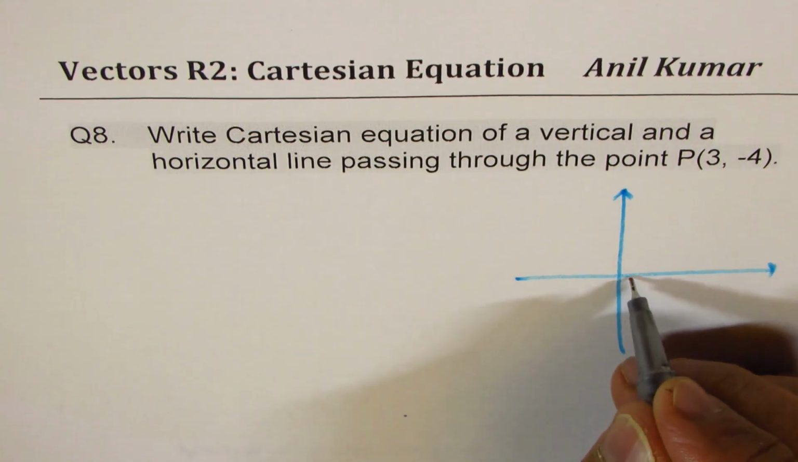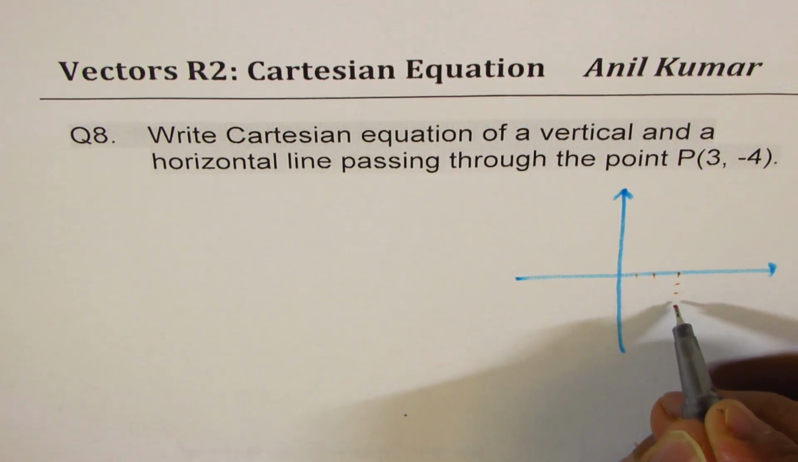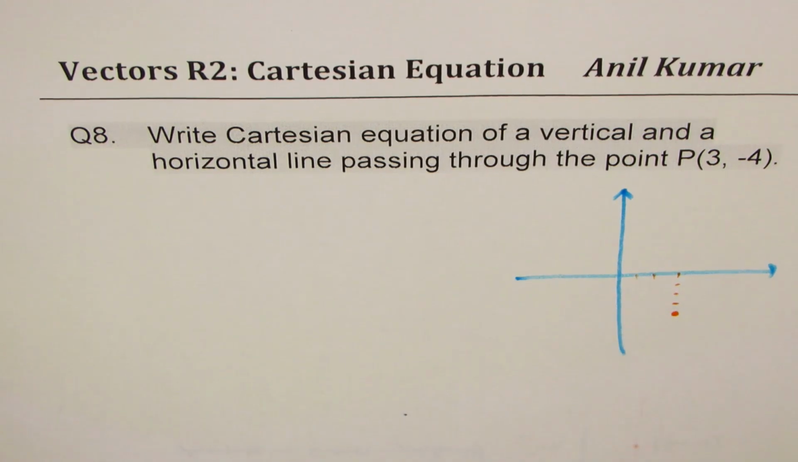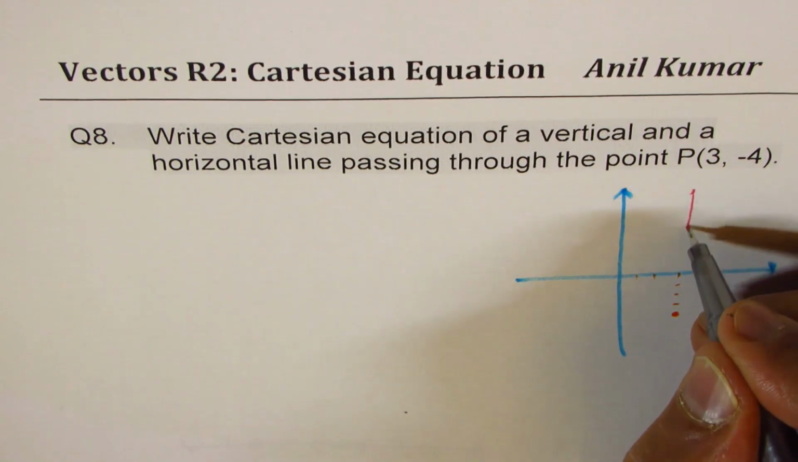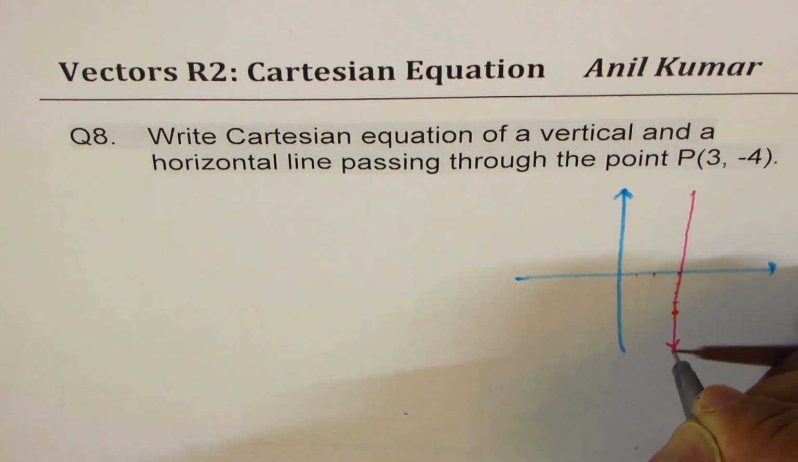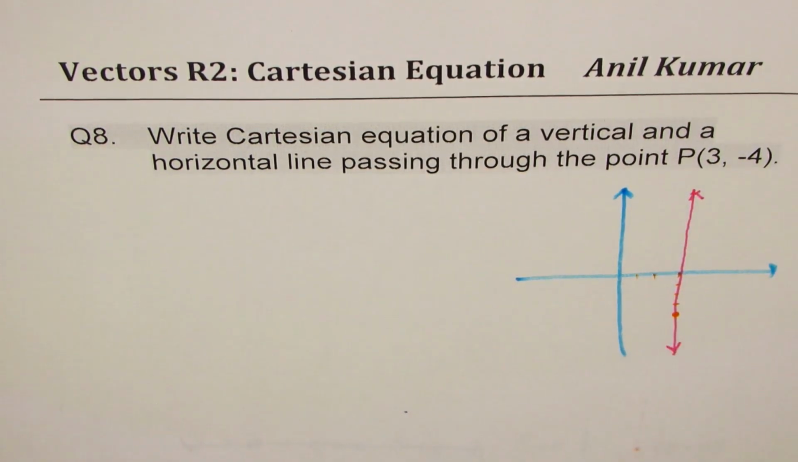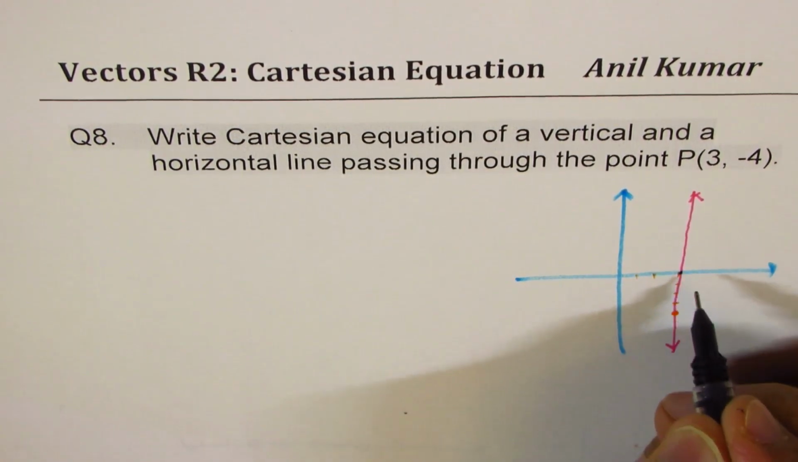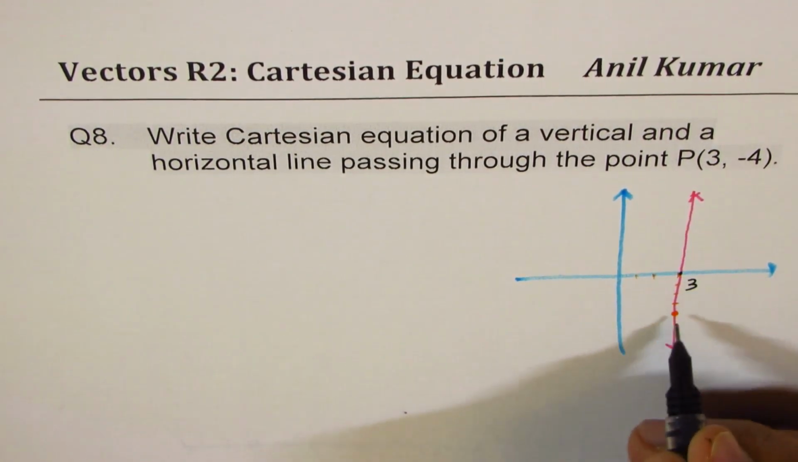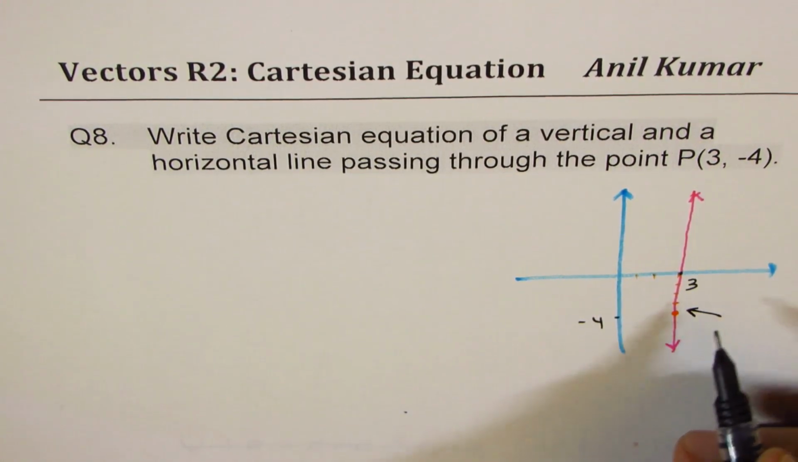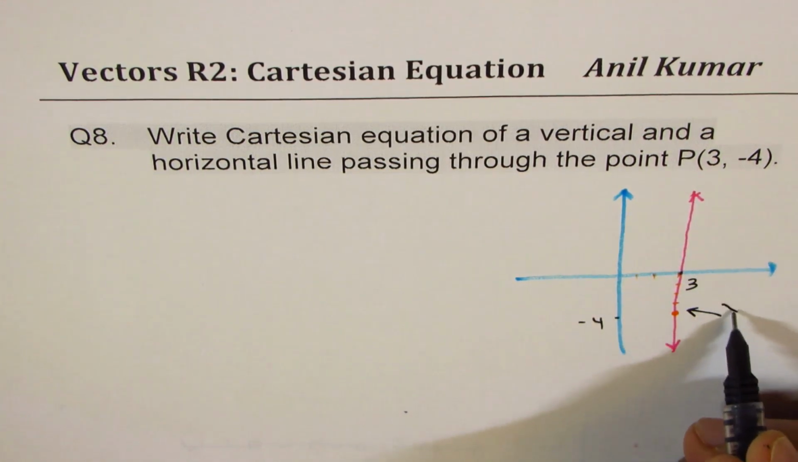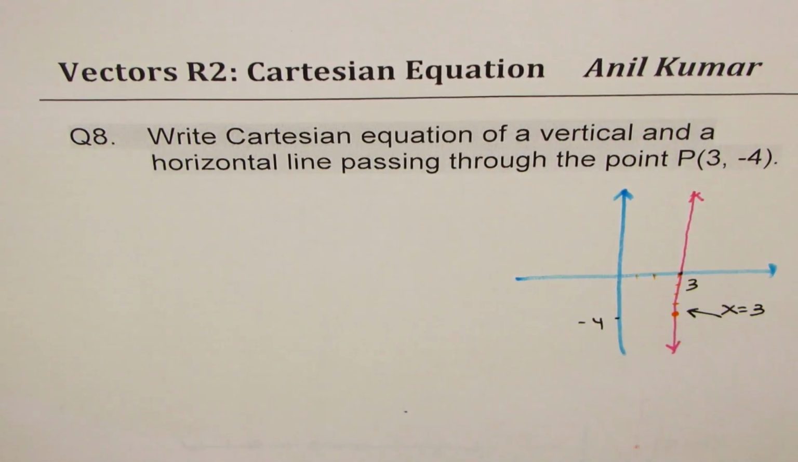The point is (3, -4). Let's say 1, 2, 3, 1, 2, 3, 4. So that's the point, right? We want a vertical line. So vertical line means like this, going through this point. Since it passes through (3, -4), the x-intercept here is 3. It does not have any y-intercept. So normally, you know the equation of the line should be what? At every point, x is equal to 3, right? That is what you expect.